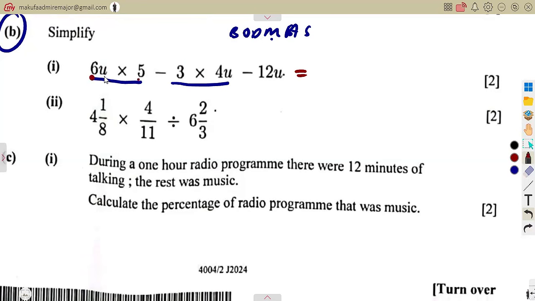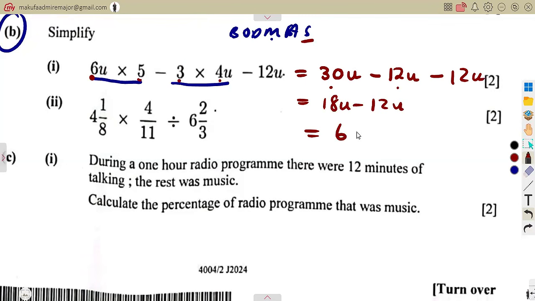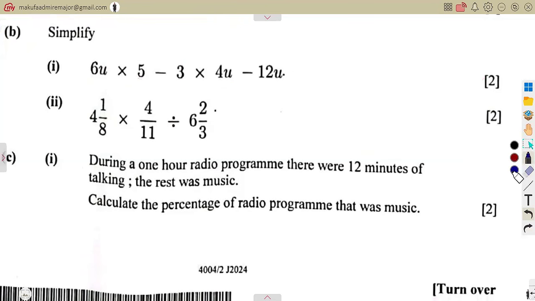6u times 5u, that's 6 times 5, which is 30u. Minus 3 times 4u, that is 12u. Minus the 12u, which is already there. We no longer have multiplication, but just subtraction. We're just subtracting 30 minus 12. Then whatever that you're going to obtain from this 30 minus 12, which is something like 18, that's 18u minus 12u. 18 minus 12, which is 6u. Just like that. All right.